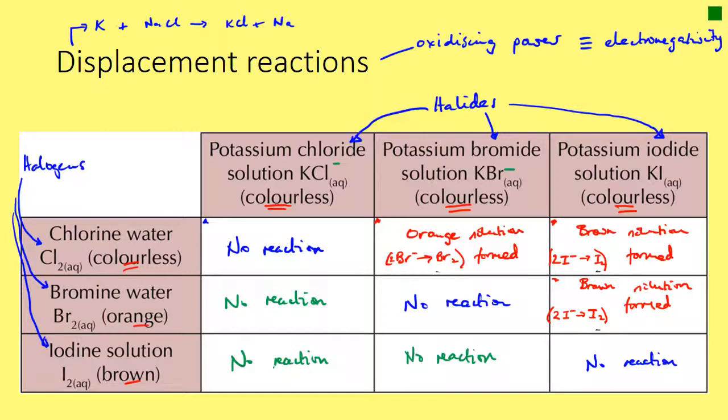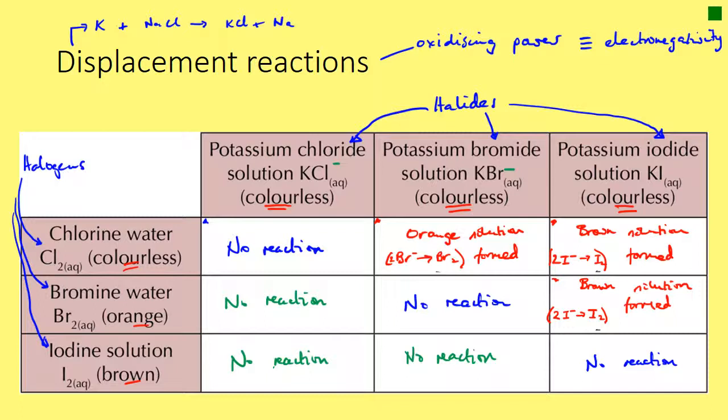So let's say we have a solution of potassium bromide. We're dealing with this box here that I've just put a little mark in, and we're going to add chlorine to it. So it's just chlorine gas dissolved in water. We're going to add that to a solution of potassium bromide, and because chlorine has a stronger oxidizing power than bromine, it is going to displace the bromide from the potassium bromide, and that means that you will see the bromine, the halogen bromine, created.